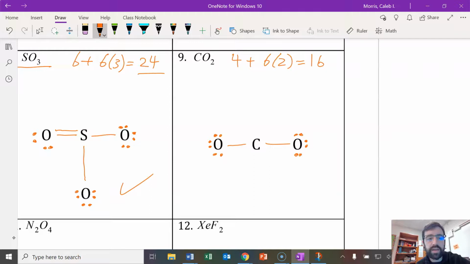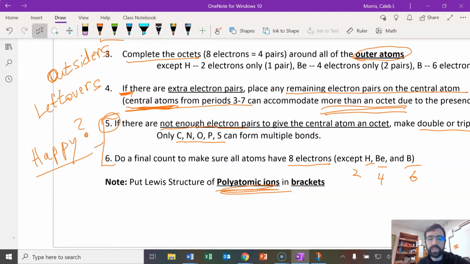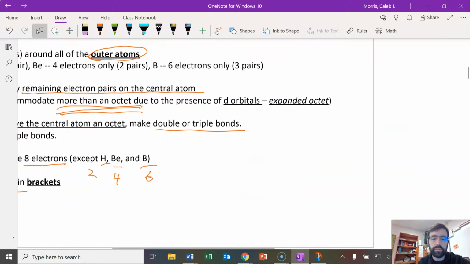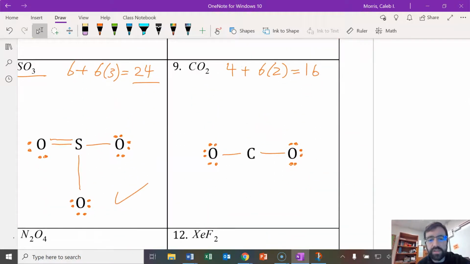Then we need to look at whether they're happy. So we're going to check if we need to make some double or triple bonds. With CO2, carbon is the one that is not yet happy. So we can take a couple electrons from oxygen and move it down here. That would give carbon 2, 4, 6 electrons, which is still not enough. So we've got to go over to the other side and grab 2 electrons and move them down so that we could share those. We would have 2, 4, 6, 8, which is exactly what we need.